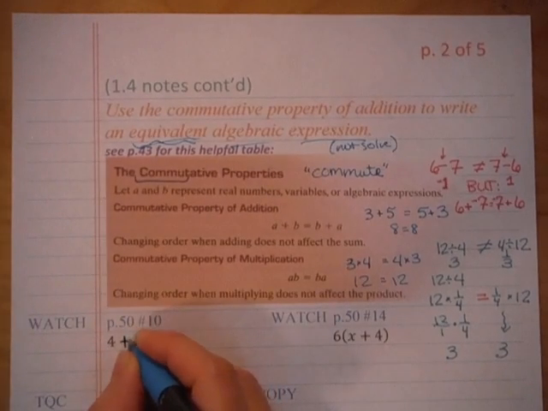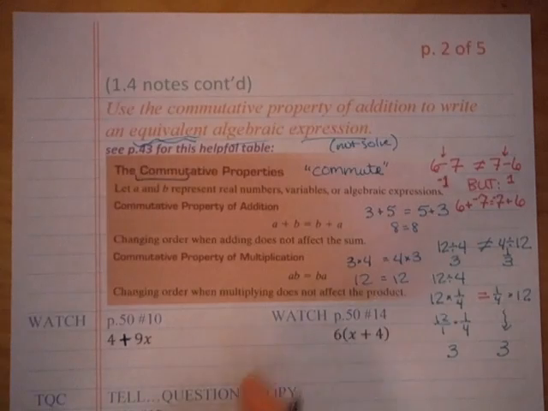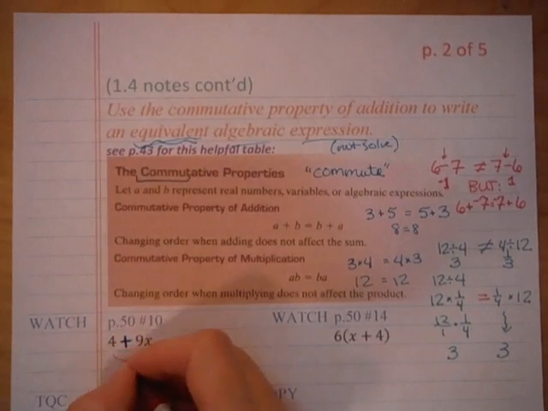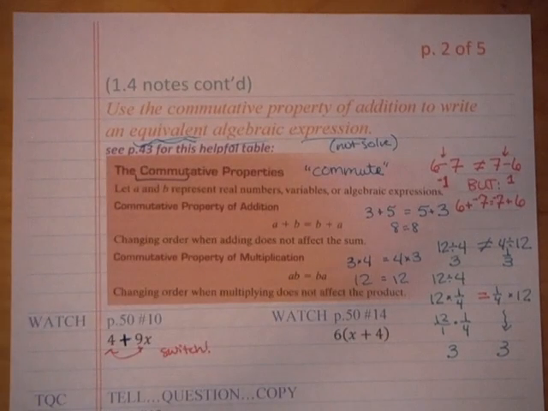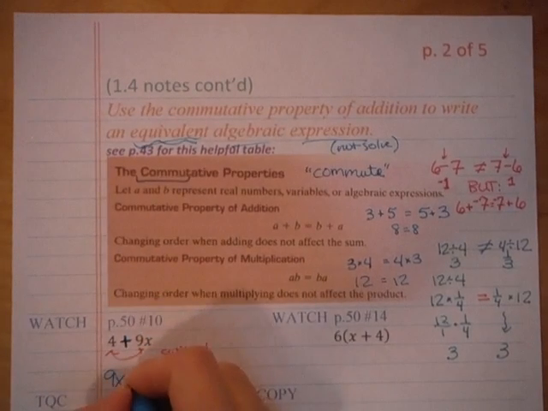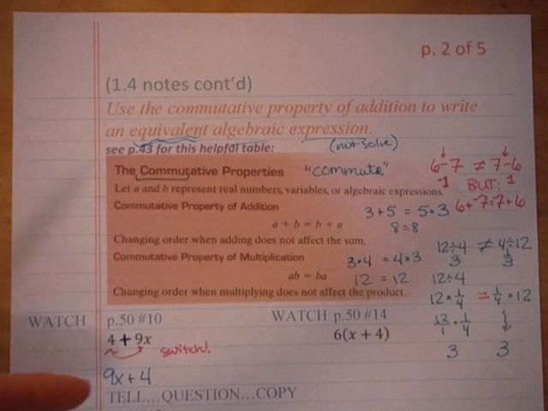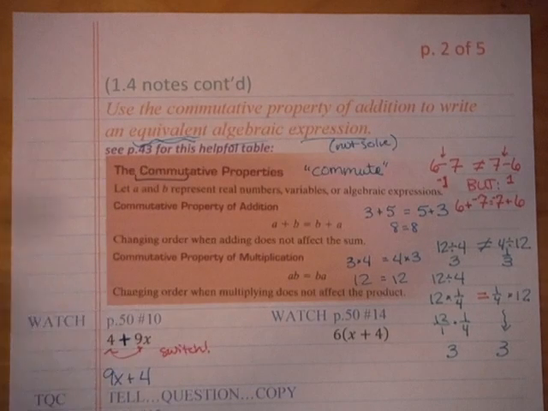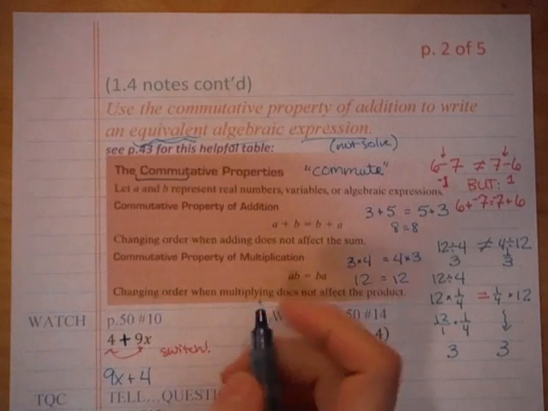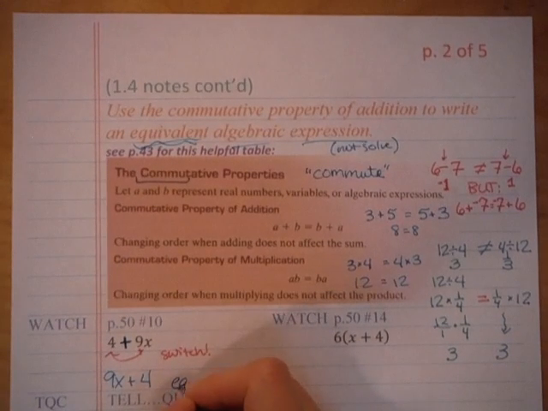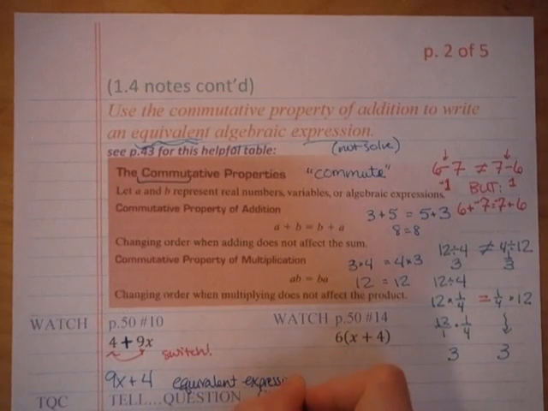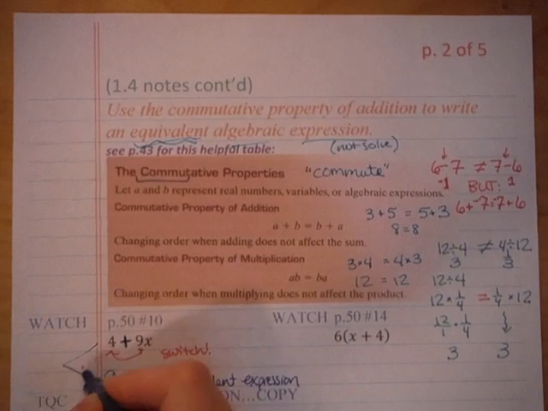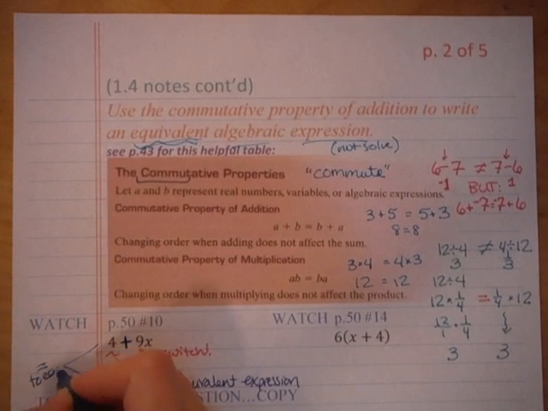So we identify where that plus sign is or where the multiplication sign is, and then we switch places. We switch around the addition or switch around the multiplication, and in this case you'd end up with 9x plus 4. It doesn't make this more right than the top one, they're just equivalent to each other. So this is an equivalent expression as the first one. These two are equal to each other.